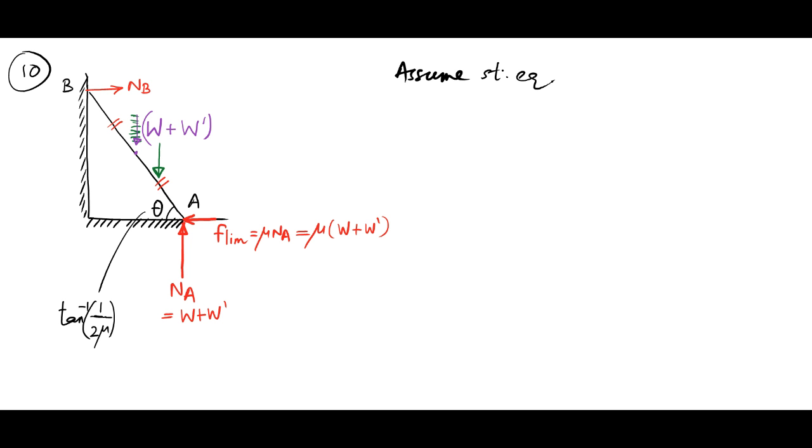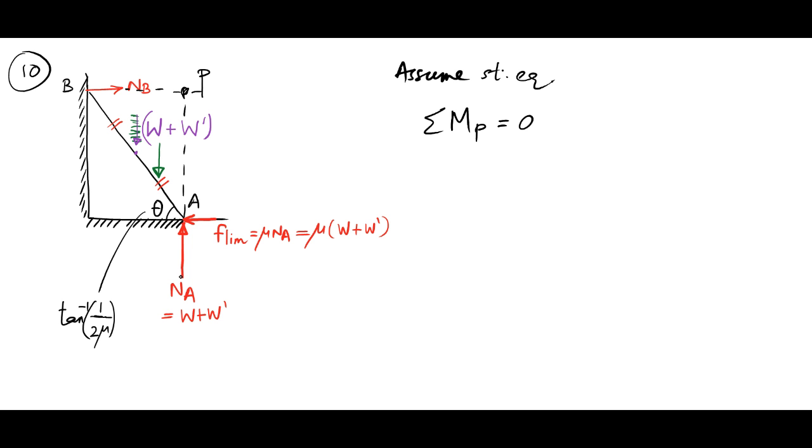For that, we consider the moments about some point. At this phase, I do not want NA and NB to play any major role. So what I do is I just extend them. So these are the lines of action, and this is some point. I'll call it P. And I'll take the moments about P, because the total moment about P must be equal to 0. I know that the moment about any point is 0, but particularly about P, NA and NB don't play any role.